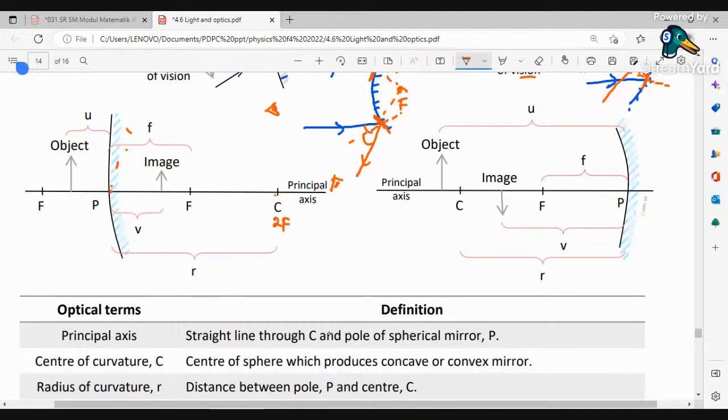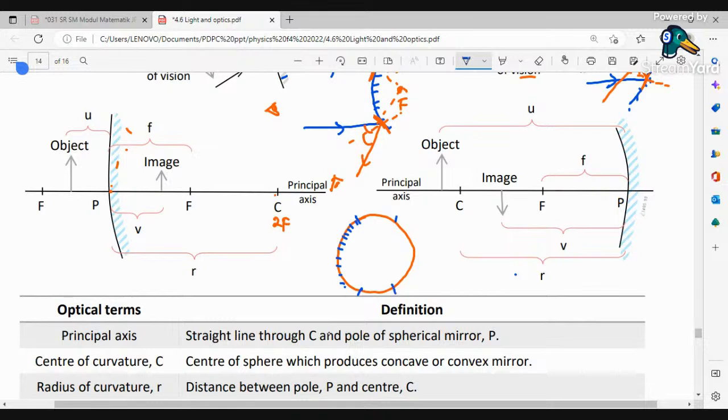What is this center of curvature? Let's say the mirror is coming from a spear-shaped mirror. Out lah, keluar. Okay, this is mirror. If you cut out this side, so it will form convex.